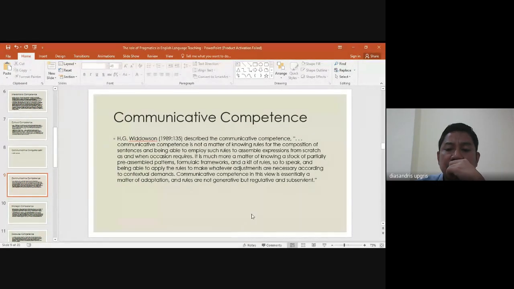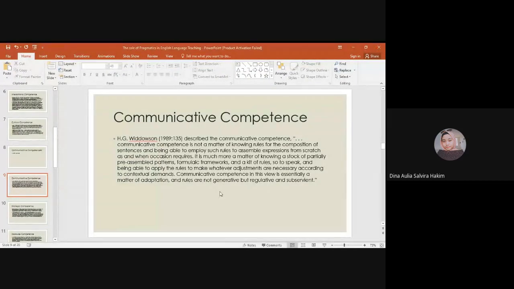Communicative competence. Widdowson, 1989, 135, described communicative competence. Communicative competence is not a matter of knowing rules for the composition of sentences and being able to employ such rules to assemble expressions from scratch as and when occasion requires. It is much more a matter of knowing a stock of virtually pre-assembled patterns, formulaic frameworks, and a kit of rules, so to speak, and being able to apply the rules to make whatever adjustments are necessary according to contextual demands. Communicative competence, in this view, is essentially a matter of adaptation, and rules are not generative but regulative and subservient.